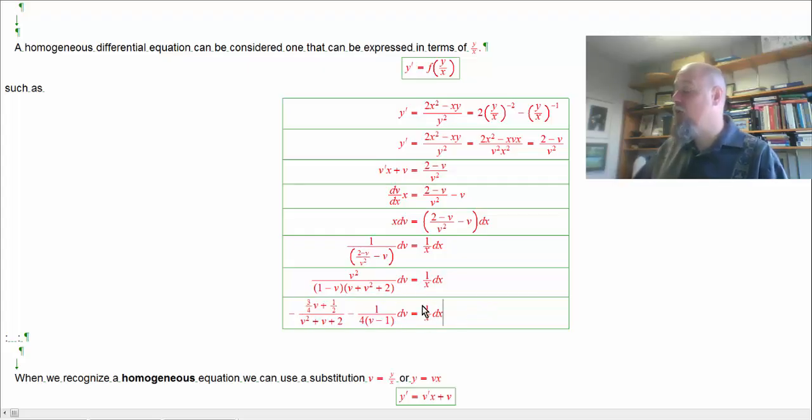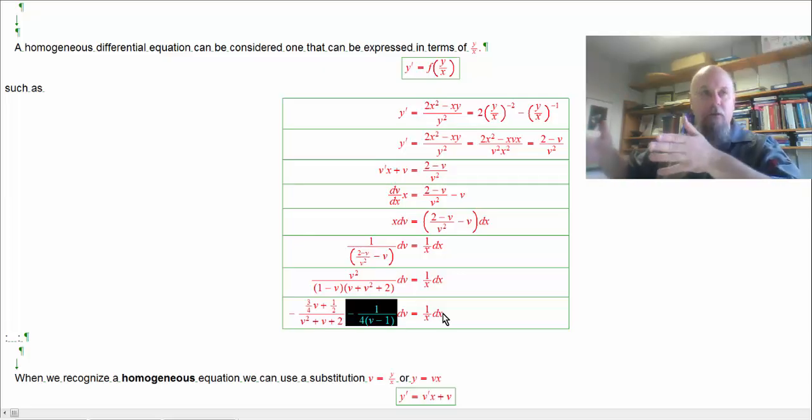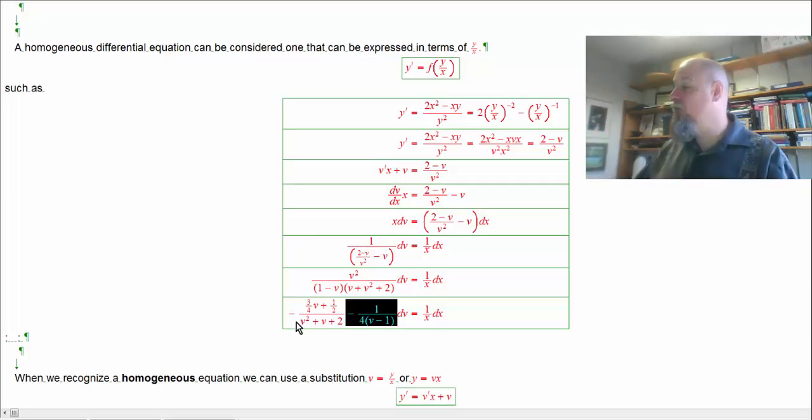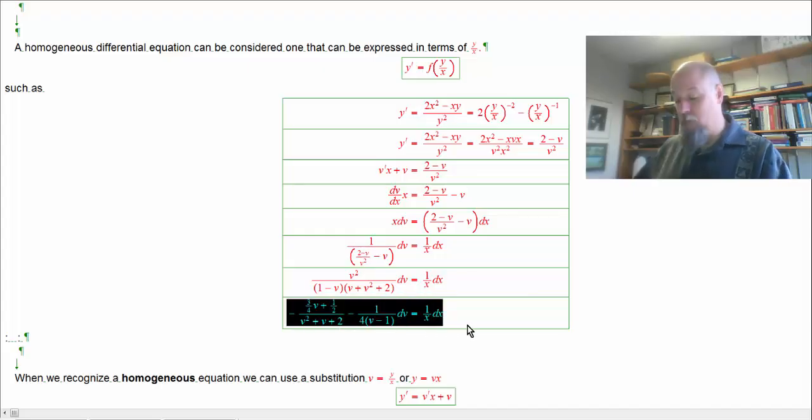I'm good with integrating the x side. I'm almost done. I can integrate this side. That's just going to be -1/4 ln absolute value of v minus 1. It's this side here. This is an unfactorable quadratic on the bottom. So I'm going to need to complete the square.